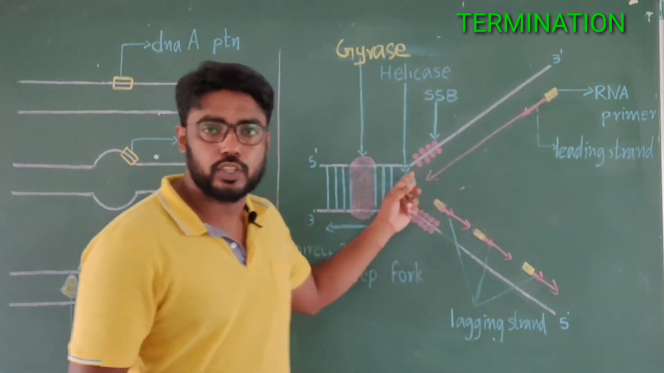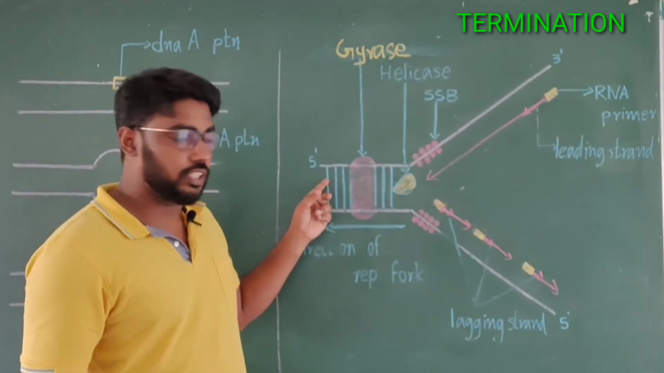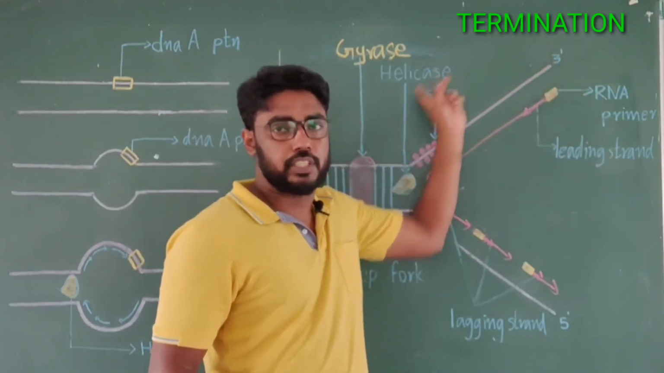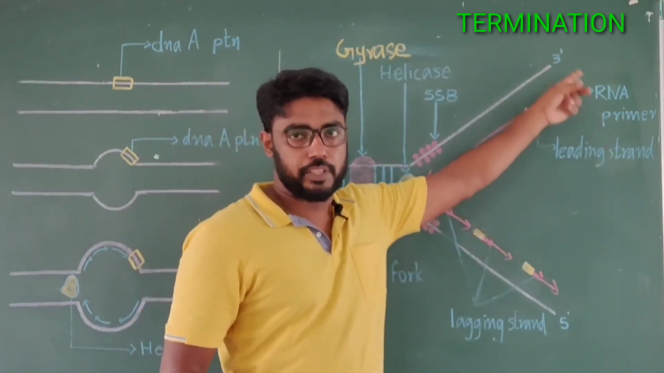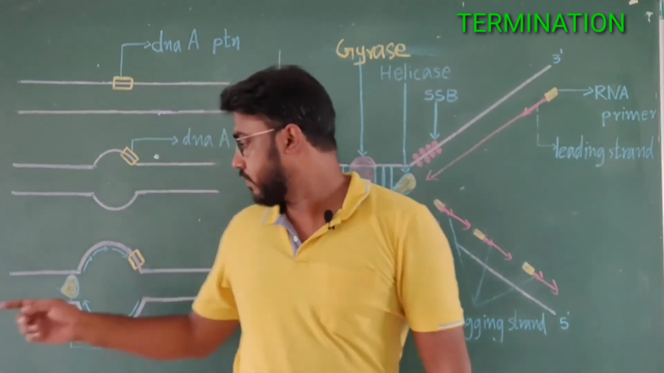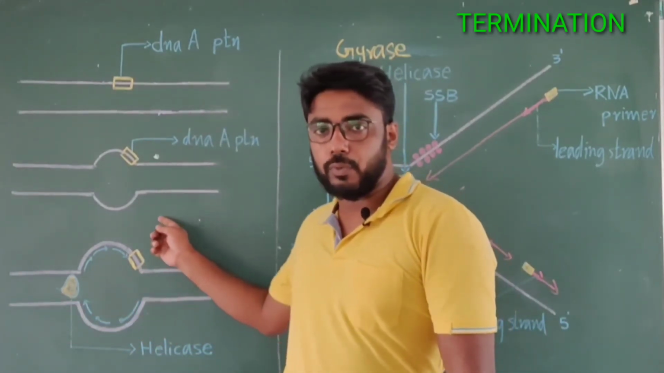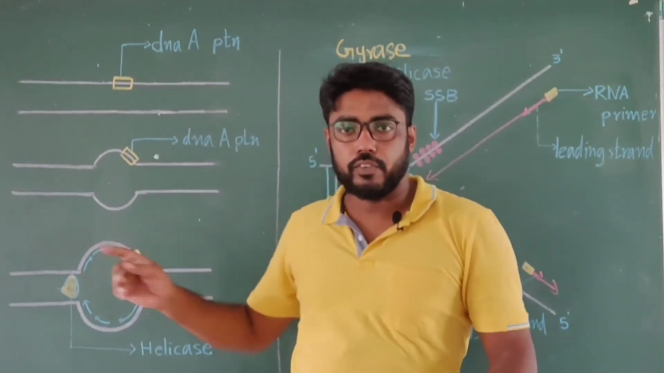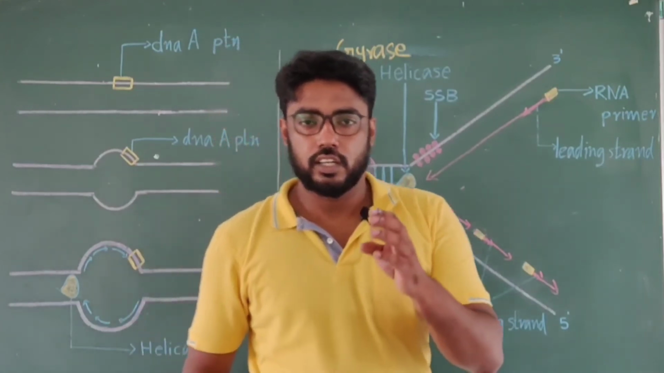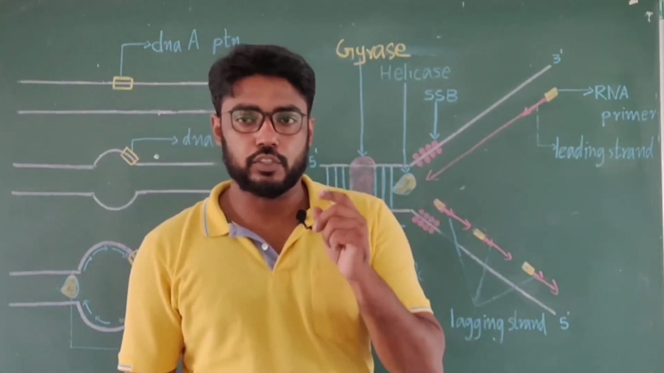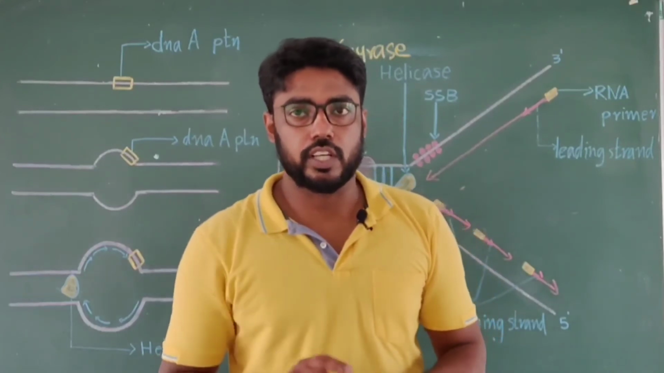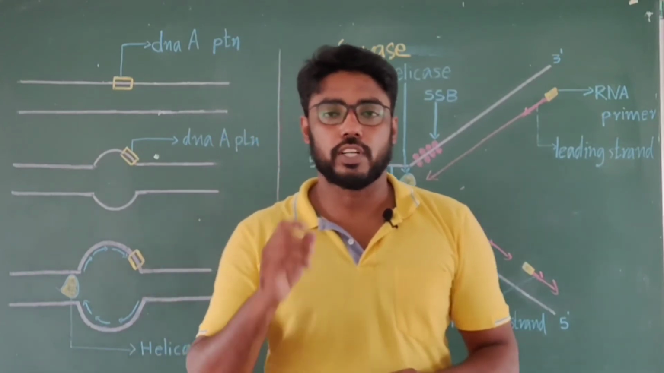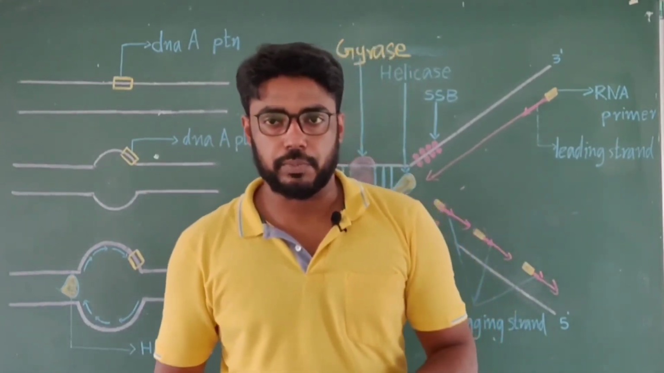One replication fork will move in this direction, and the other replication fork will move in the other direction, and both will meet at one point. The replication is terminated whenever the two replication forks meet. That is one mechanism.